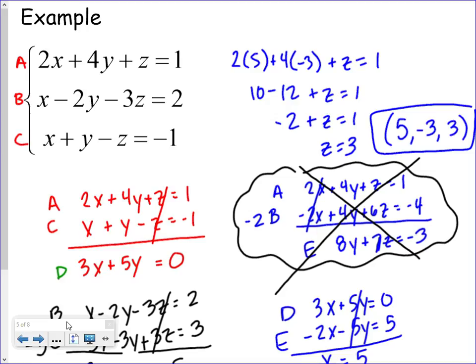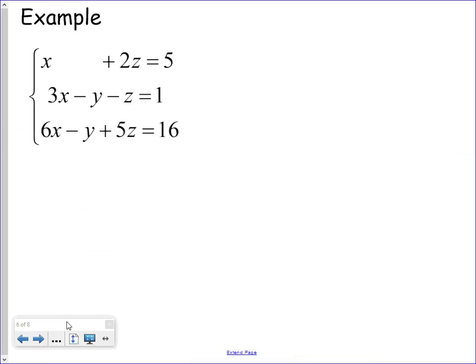Okay. Next example, I'm going to give you some time to jot it down and get started on it, and then we'll have a discussion about what happens. So jot down this 3-variable system, think about it, formulate a plan, try something, see what happens.